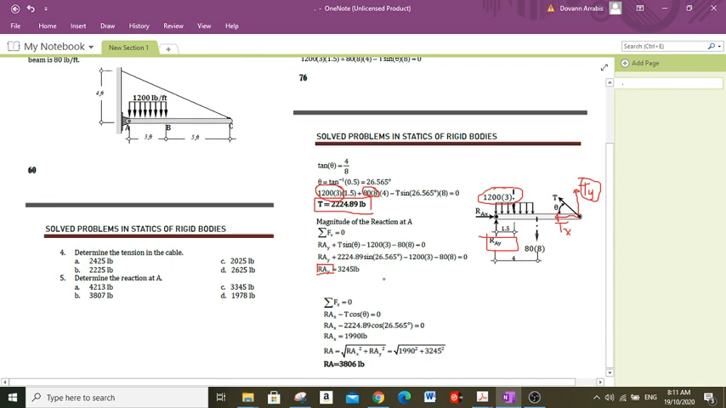In the same way, we will apply summation of forces horizontal. We can get RAX, and to solve the total reaction at A, we use the Pythagorean theorem, and finally we get RA. Okay, thank you.